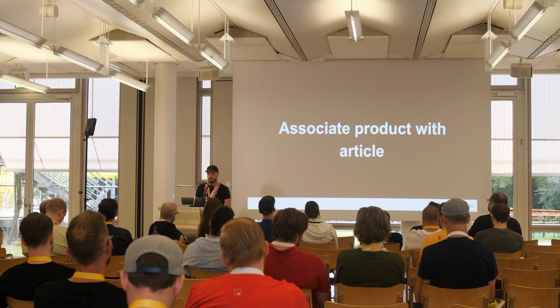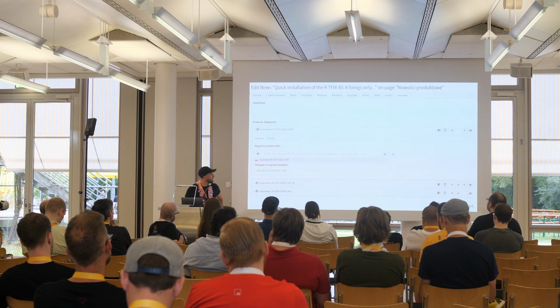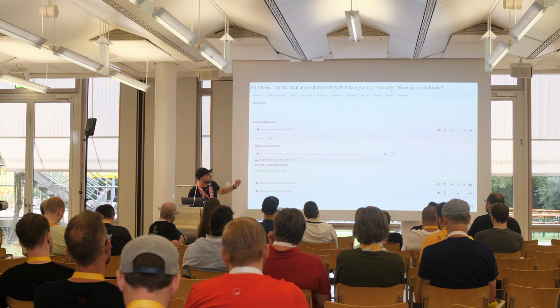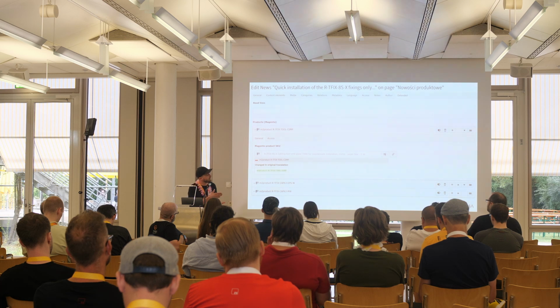Then you can, of course, associate a product with an article. We use the Headless news extension. And as you can see, as I said before, that's actually a typolink. So this is a news record. You can add products by creating this link that I showed you before, and associate it with the news record.